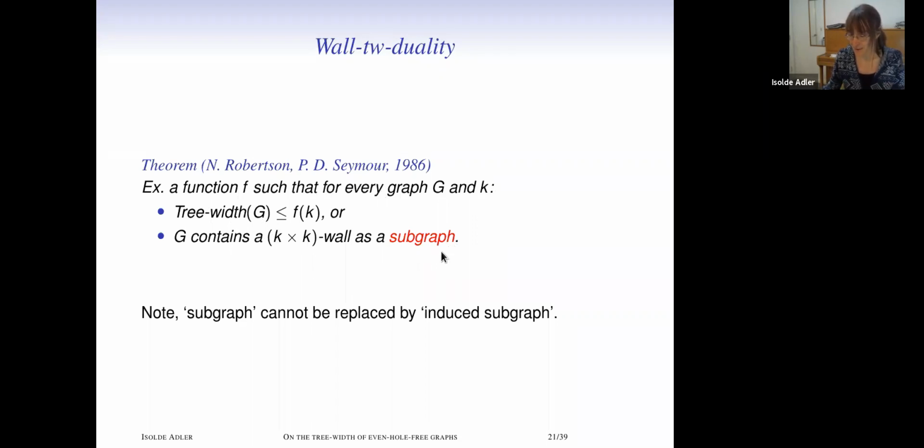Okay. And subgraph cannot be replaced by induced subgraph, because if you take complete graphs, for example, they have unbounded tree width, so then we're not in this case. We have to be down here in that case. But complete graphs don't contain walls or co-walls as induced subgraphs. The only induced subgraphs they contain are other complete graphs, basically. We can just delete vertices for induced subgraphs.